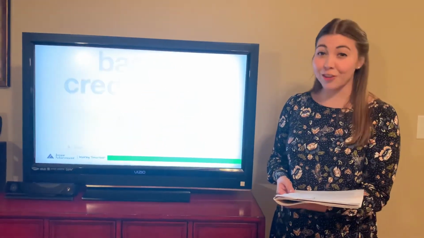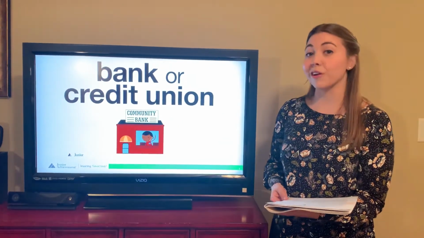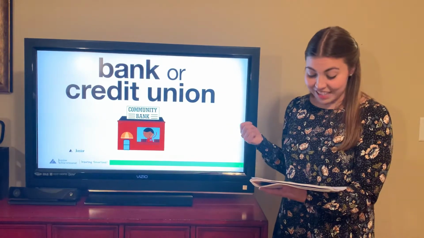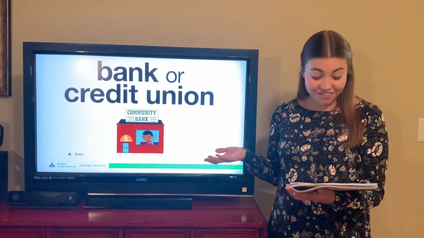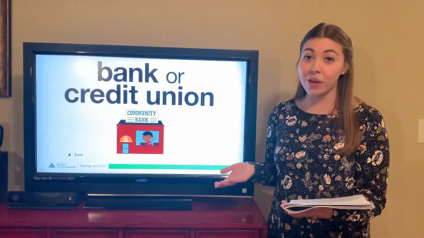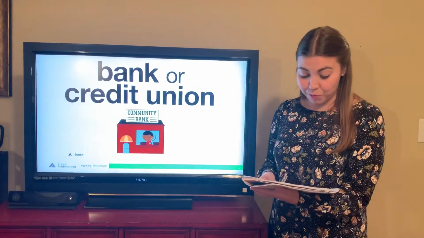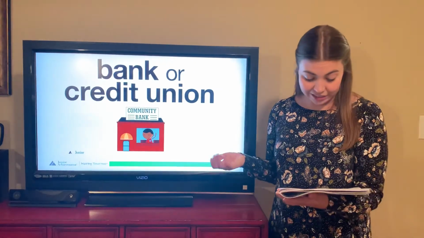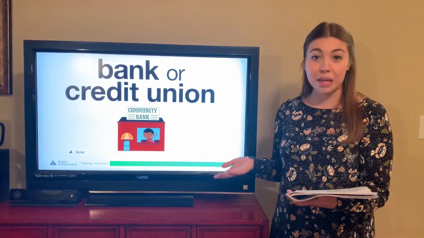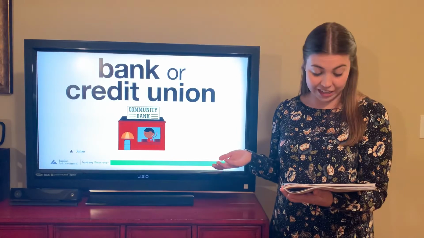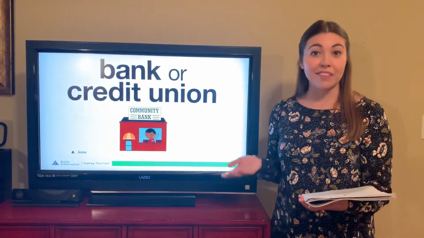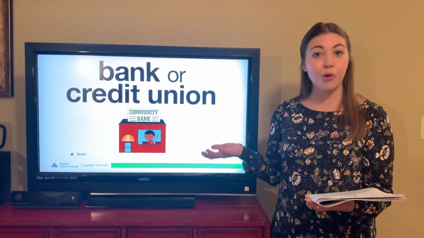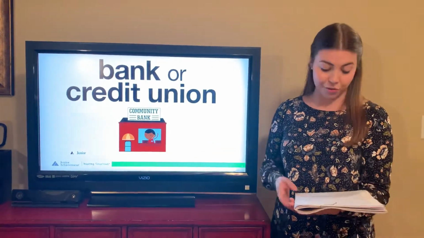So now we're going to look at a bank or a credit union. And a bank or a credit union is the business that keeps money safe and lends money to people and businesses. So remember that money is used to pay for things that we need and want, right? So coins and paper bills are called money, and they're produced by the government. So our United States government makes our coins and bills that we use for money.